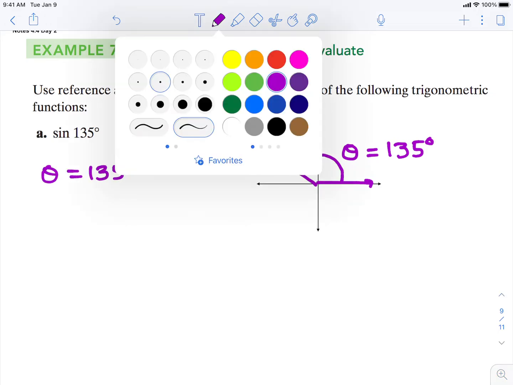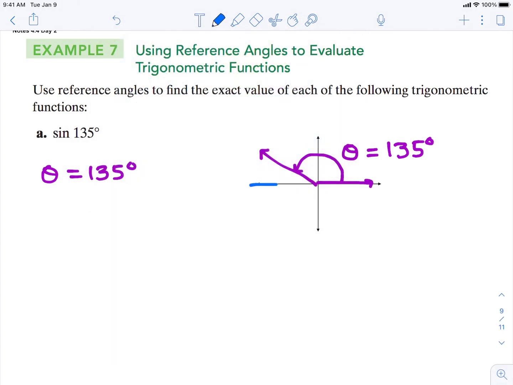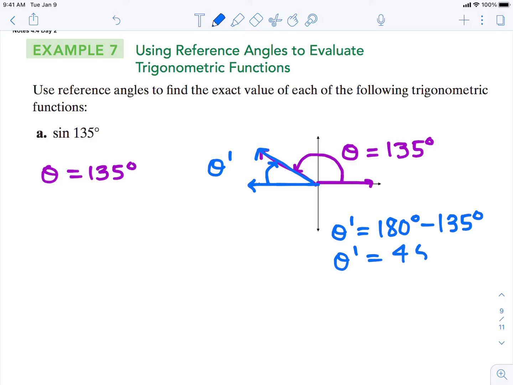Now we're going to find the reference angle. So it starts on the x-axis and works its way up to that terminal side. So that's theta prime. Theta prime is found by taking 180 degrees minus 135 degrees, or simplified, 45 degrees. So that is the distance here. Now, there are special angles that we worked with.